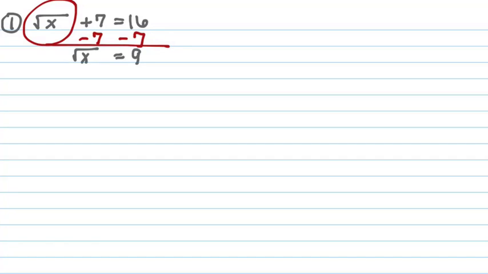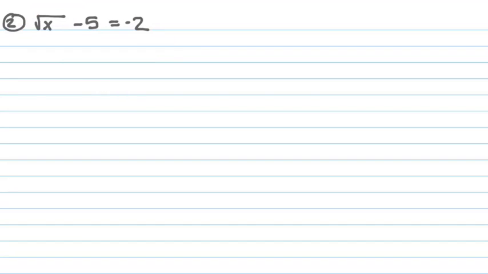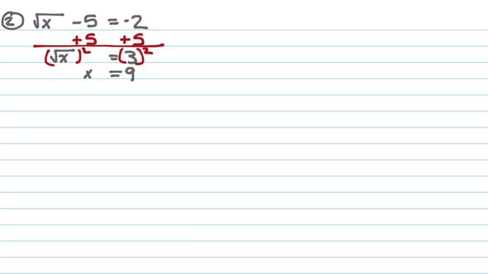To undo the square root, I square both sides. And when I square 9, that becomes 81. So x is equal to 81. That's my answer. I want y'all to do number 2 on your own and check it on the Ed puzzle. So you should have come up with x equals 9.